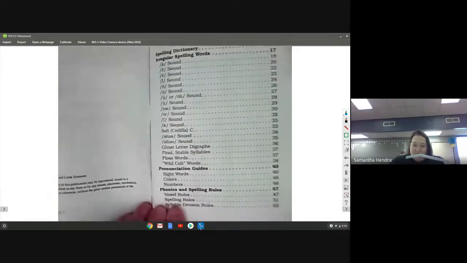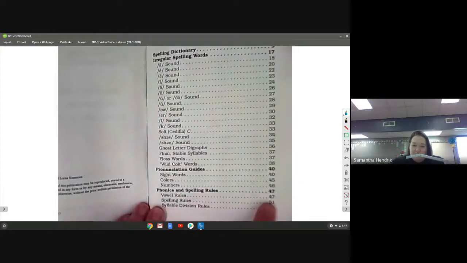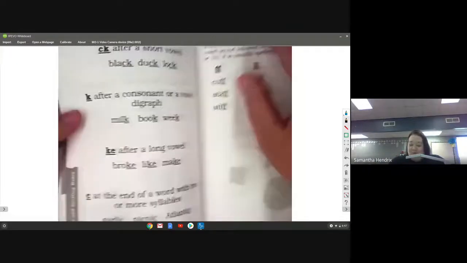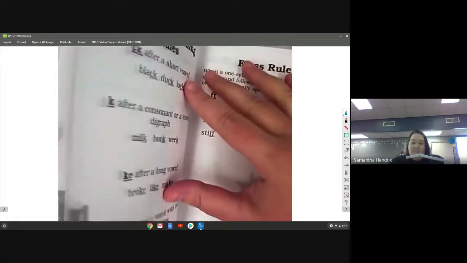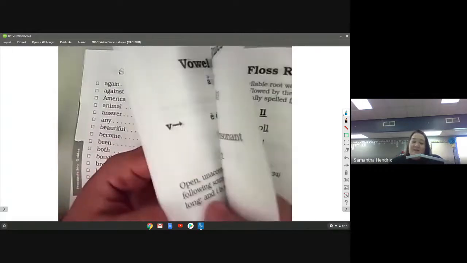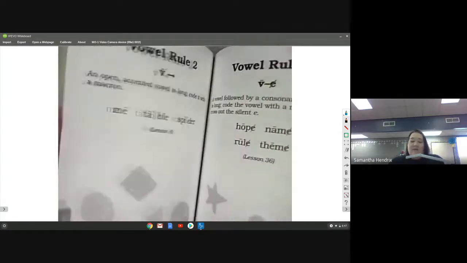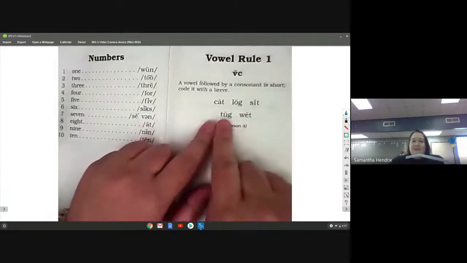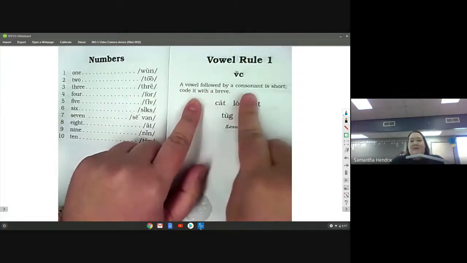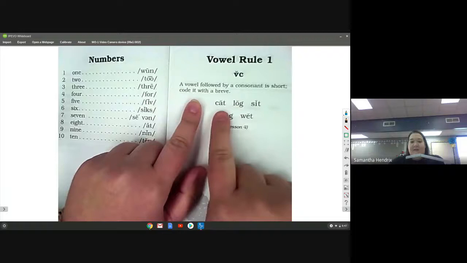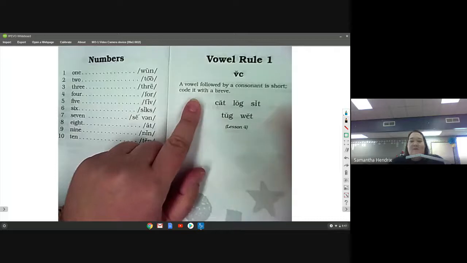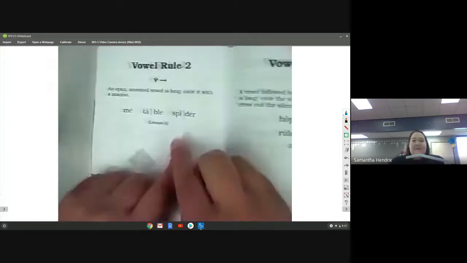Phonics and spelling rules. We've learned some vowel rules. Those are in here. So if you have any word that has the k sound in it, and it's not final position, you can come and they're in order. So here, we've done this one. VC rule, vowel rule 1. A vowel followed by a consonant is short, code it with a breve. Cat, log, sit, tug, wet. We did this in lesson 4. Okay. Lesson 6, we've done this.